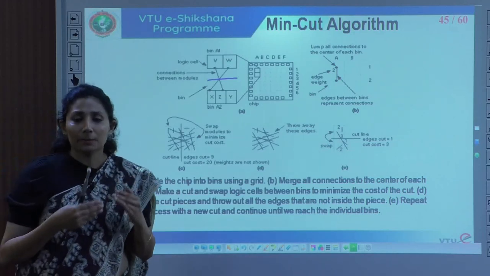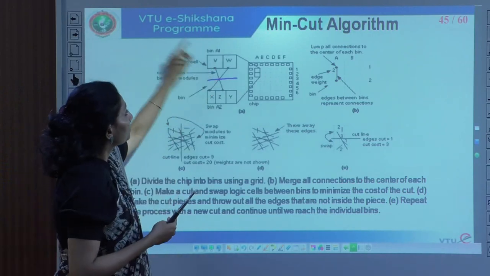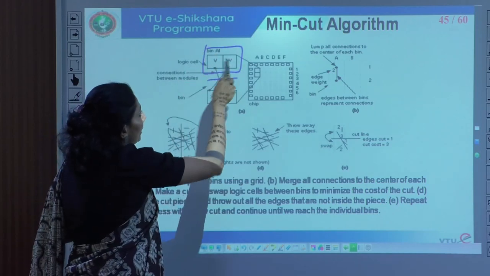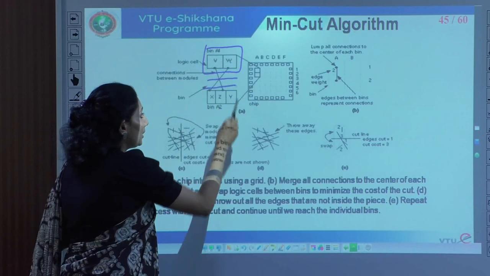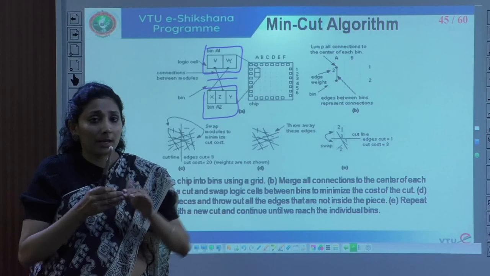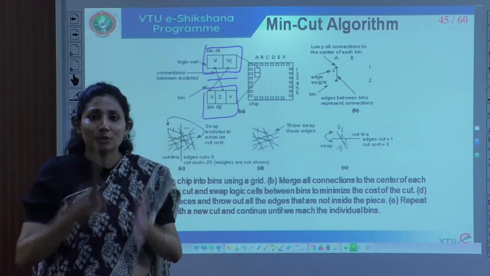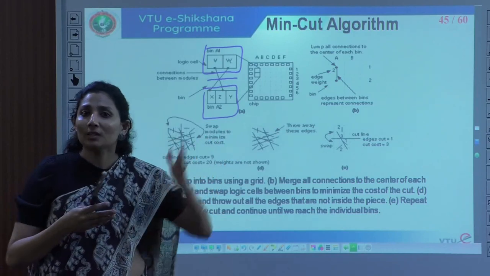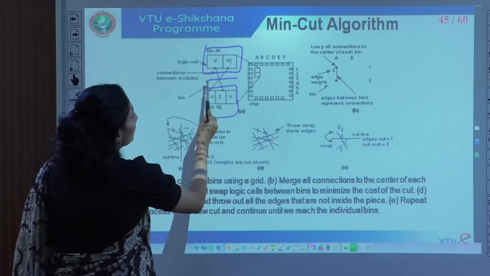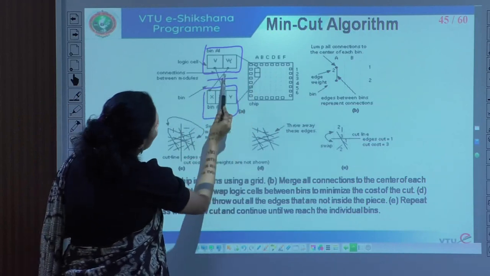When it is being cut, what does it mean? They are not physically cut. See, under bin A1, blocks V and W will sit, and under bin A2, X, Z, Y are going to sit. So they are not within a bin, they are separated. When they are separated, the interconnects have to be external between bin A1 and bin A2, correct? In the grid structure also, if you visualize this, it will look something like this.